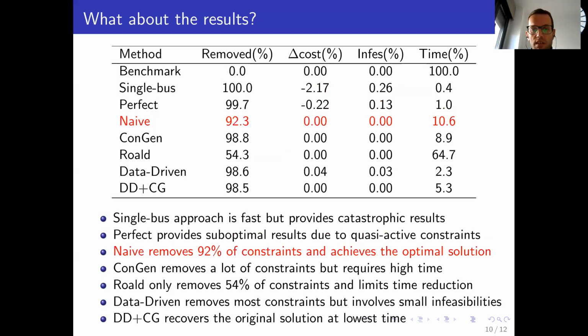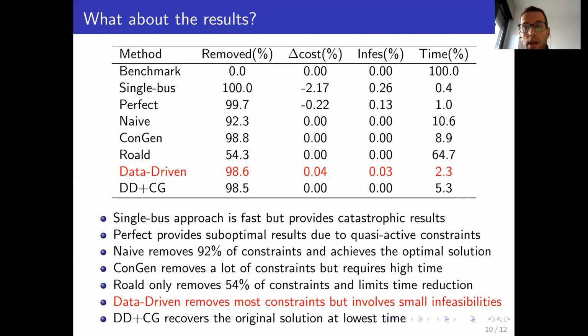The naive method is removing 92% of the constraints and achieves the optimal solution, but the time reductions are not very high. The constraint generation is also quite modest with respect to time reduction because it has to iterate several times. As I said before, the roll method only removes around half of the constraints, and then the time savings are not very high either.